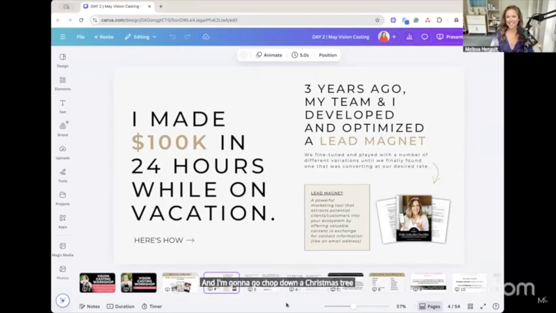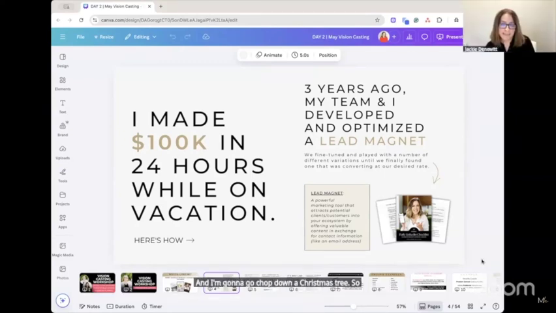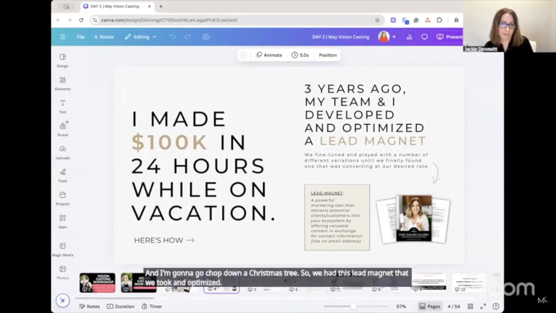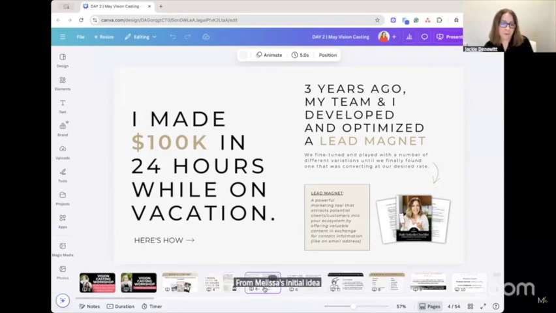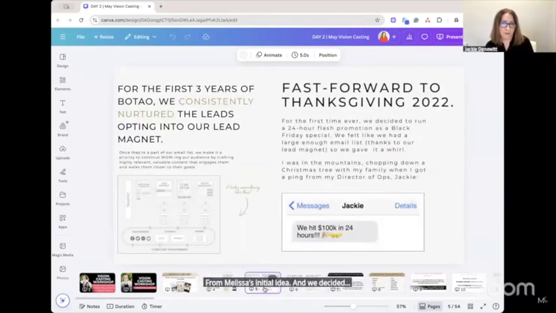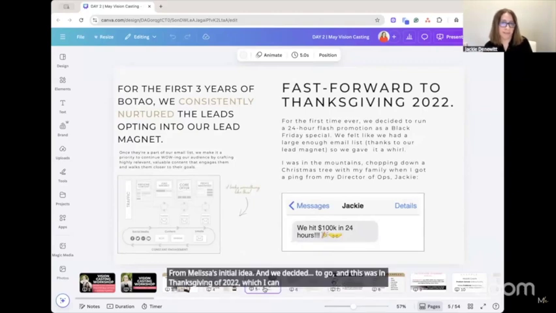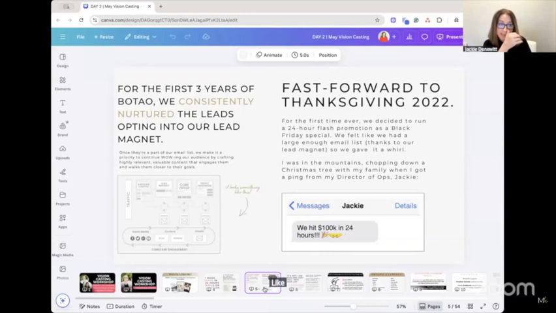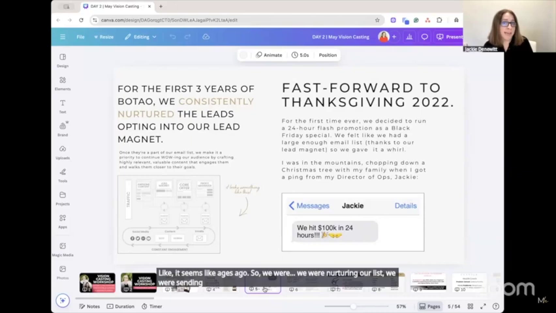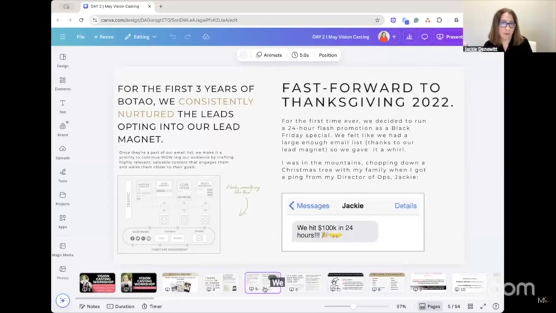Right. So we had this lead magnet that we took and optimized from Melissa's initial idea. And we decided to go, and this was in Thanksgiving of 2022, which I can't even believe. Like, it seems like ages ago. Yeah. So we were nurturing our list. We were sending weekly emails, and this is just a fun fact. We had a very small team. There was only a couple of us.